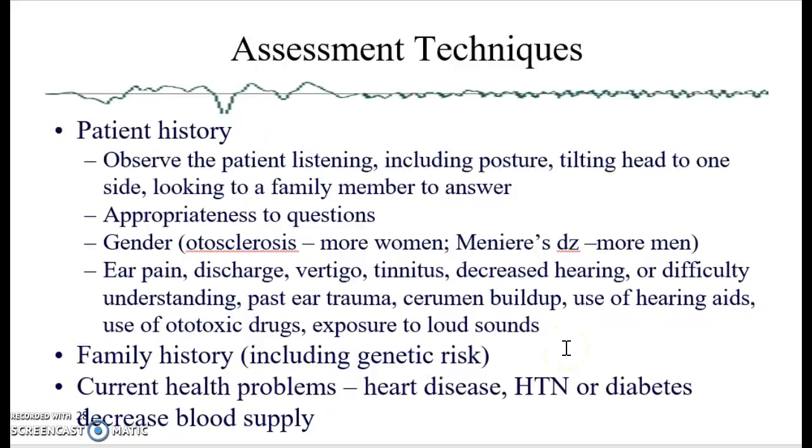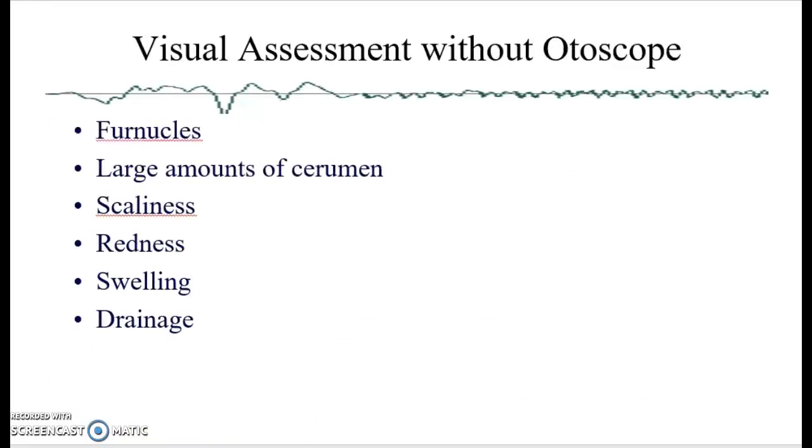Current health problems that you want to assess for are things like heart disease, hypertension, or diabetes, because we know those all decrease blood supply, and the ear is not any different. They can create lack of blood supply to the vestibular system in the ear as well. These are some of the basic things that you want to assess visually, and can tell for the most part from the outside of the ear if there's an issue going on.